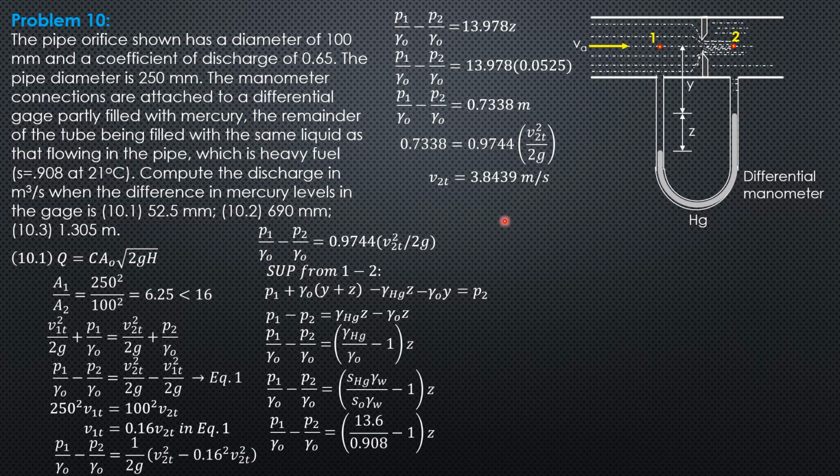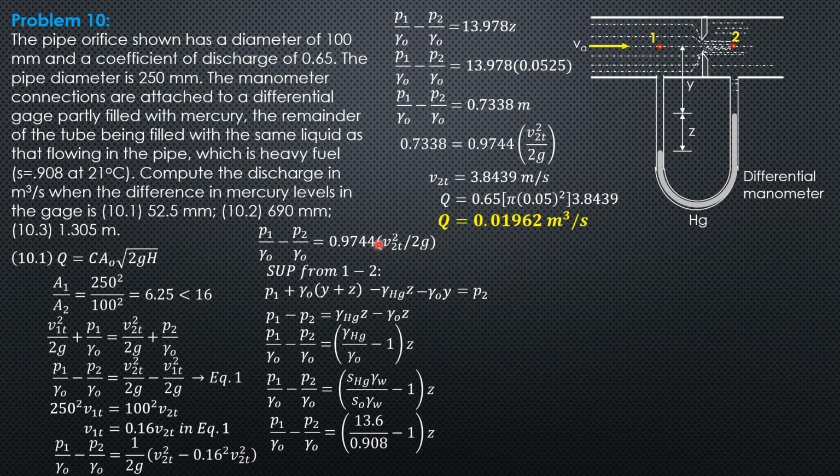So the actual discharge is C_d times a_o, the area of the orifice, pi times 0.05 squared, times the theoretical velocity. So coefficient of discharge C is 0.65, area a_o is pi times 0.05 squared, then times the theoretical velocity at point 2, 3.8438. So Q is equal to 0.01962 cubic meters per second.